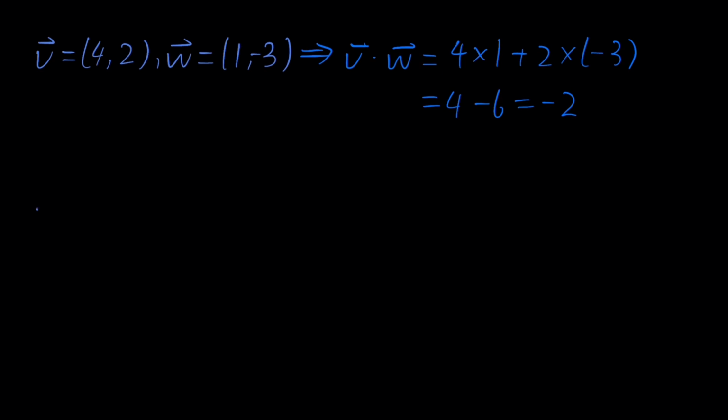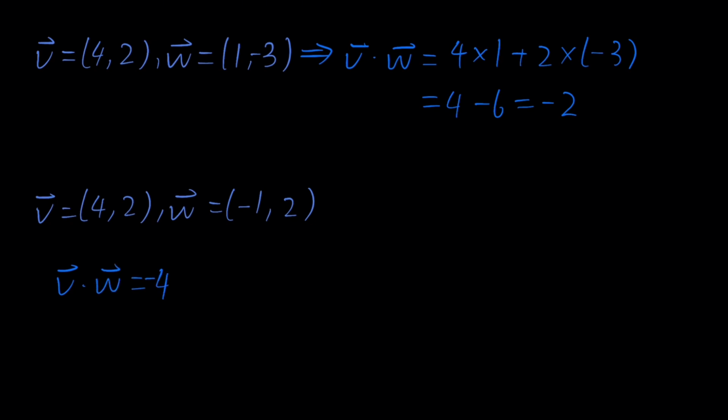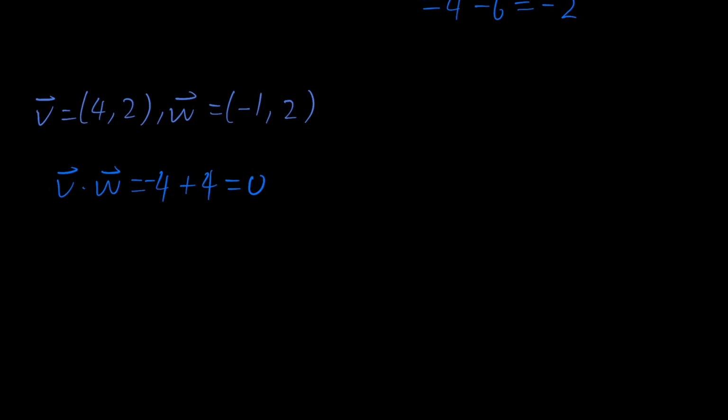Now, consider these two vectors. Consider the vector v equal to (4, 2) again, but now w equal to (-1, 2). The dot product of these two vectors is 4 times negative 1, which is negative 4, plus 4, which is 0. Now, why am I bringing this up? This is because in mathematics, 0 is in almost every case a very special number. In this case, a dot product of 0 indicates that these two vectors, v and w, are perpendicular.